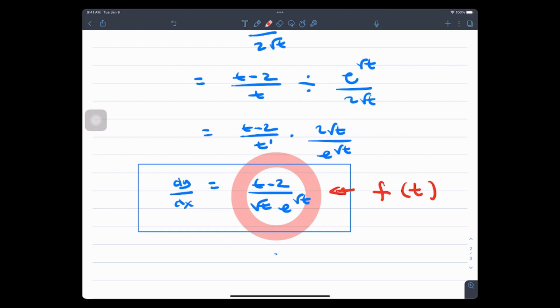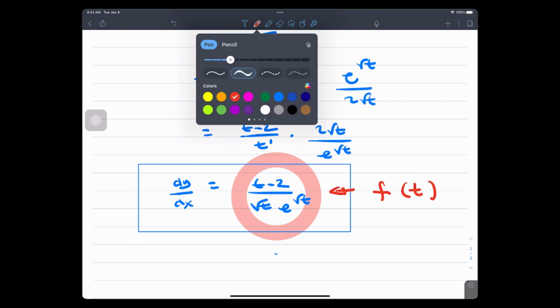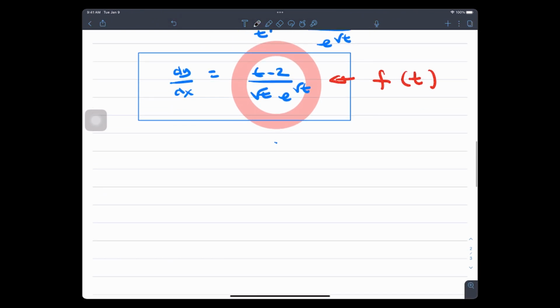All right, now here's what's going to come our way. They're going to say note this. They might ask you the following: what is dy/dx when t equals 1?